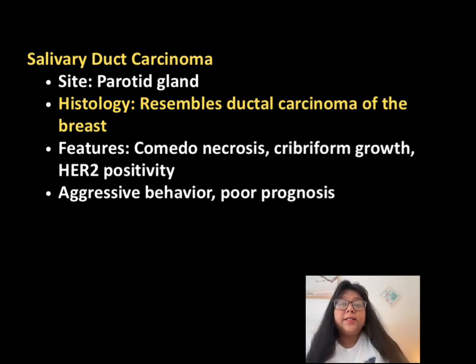Talking about salivary duct carcinoma, it is mainly affecting the parotid gland and histologically it resembles the ductal carcinoma of the breast. Very common features are comedonecrosis, cribriform growth, and HER2 positivity is seen in these tumors. They have aggressive behavior and poor prognosis.